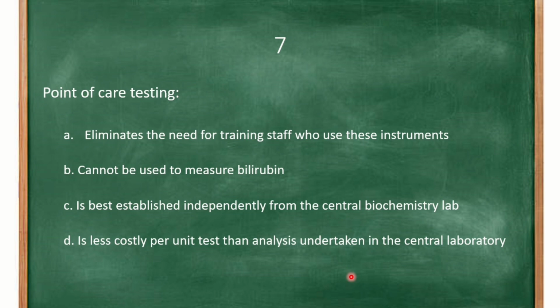Then question 7, it says that point of care testing A, eliminates the need for training staff who use these instruments. B, cannot be used to measure bilirubin. C, is best estimated independently from central biochemistry lab. And then D, is less costly per unit test than analysis undertaken in the central lab. So the correct answer for this question is B, cannot be used to measure bilirubin.